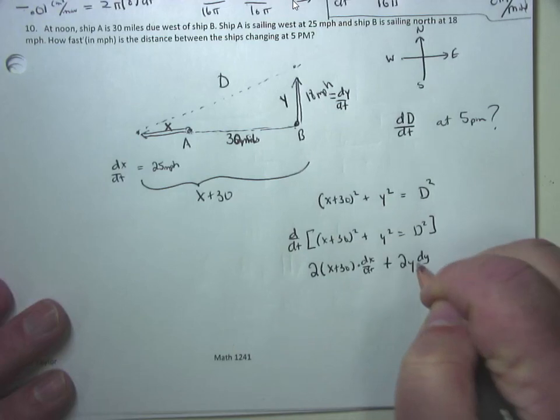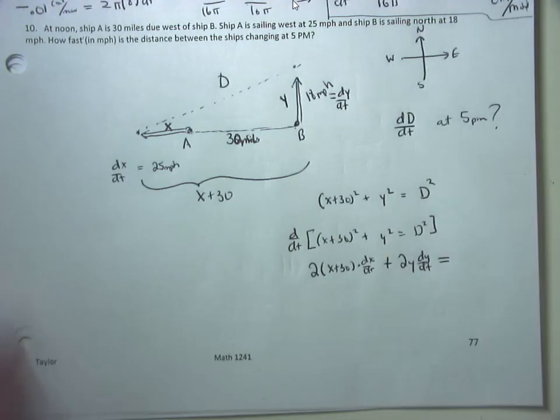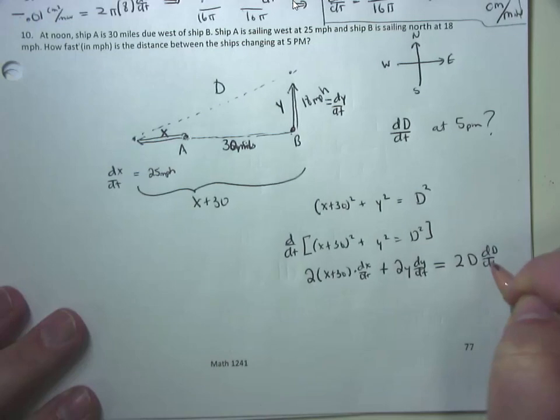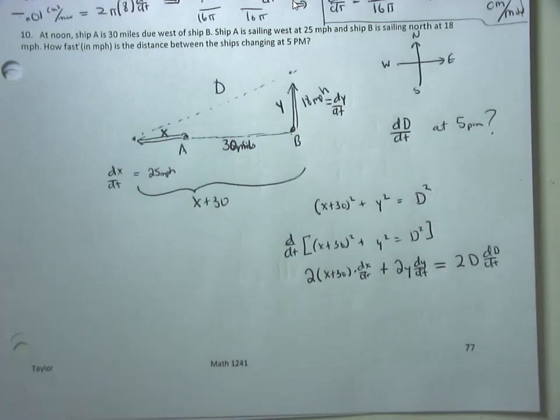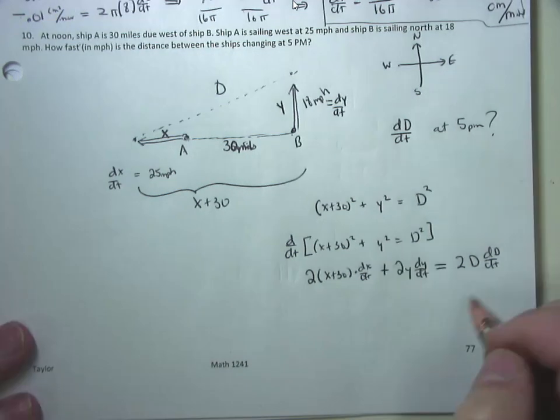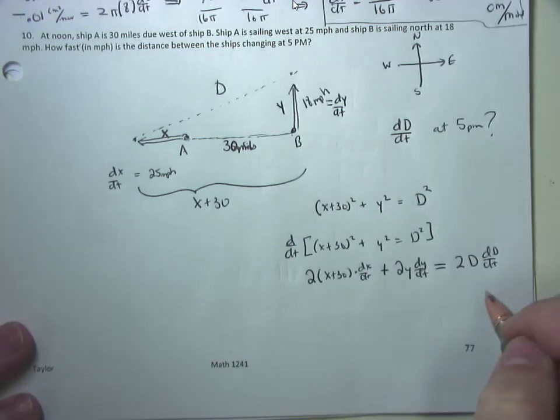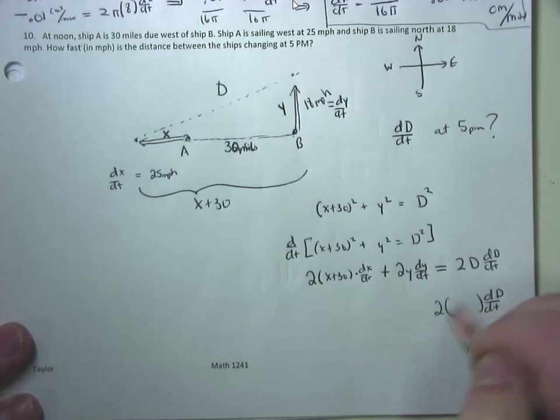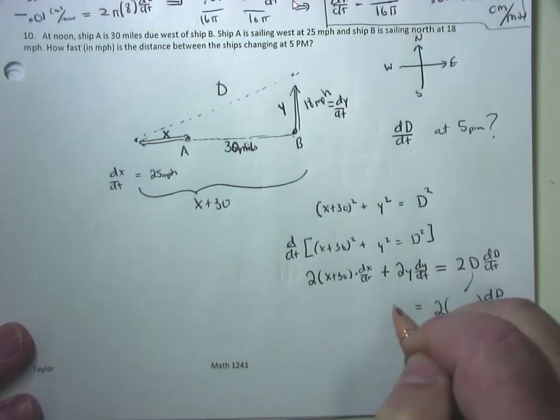2y dy/dt equals, what is the derivative of d²? 2d dd/dt. Does that make sense? And what are we trying to solve for on this problem? dd/dt. So the rest of these things, and this is the way I want you to look at it, have to be known quantities that you just literally plug into this thing.